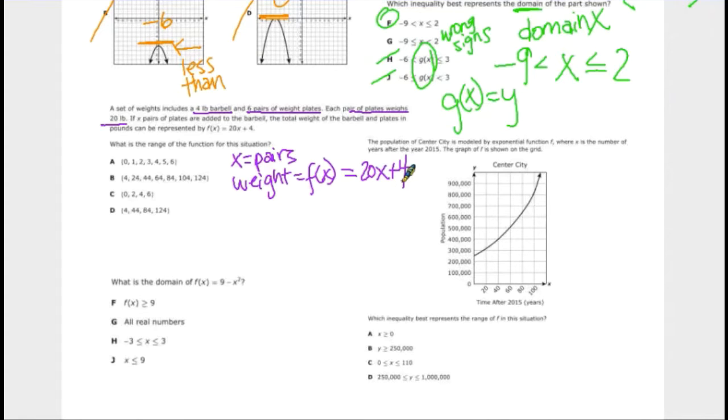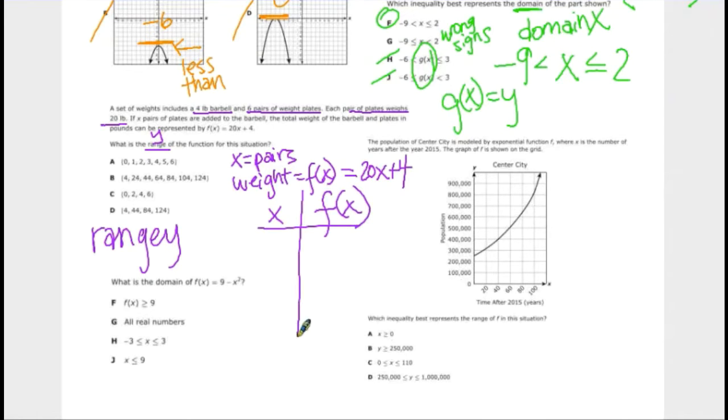What is the range of the function of this situation? Okay, range, we think of rangy. So we got to keep in mind, we are looking for our y values. Now there's not a graph here, so we're going to make a table. We're going to compare x and f of x. Okay, and remember, that's the same thing as y. So x is representing the pairs of weights. So I don't have to have any weights at all.